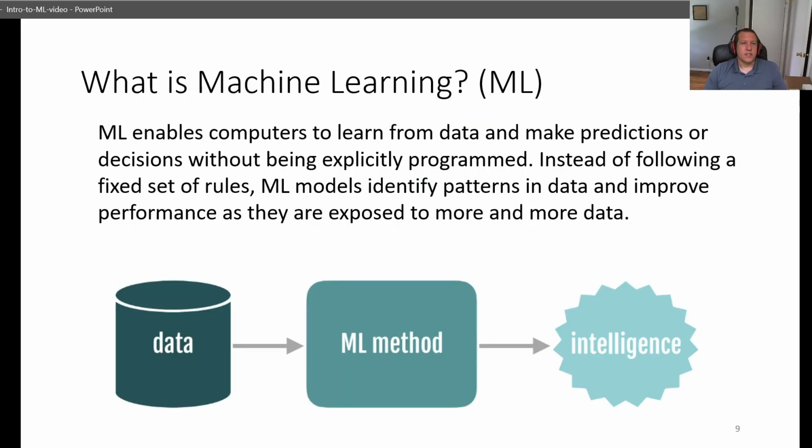Specifically, machine learning enables computers to learn from data and make predictions or decisions without being explicitly programmed. Instead of following a fixed set of rules, machine learning models identify patterns in data and improve performance as they are exposed to more and more data. That means that this model improves as you train it. Essentially, it's learning from the data you're providing.